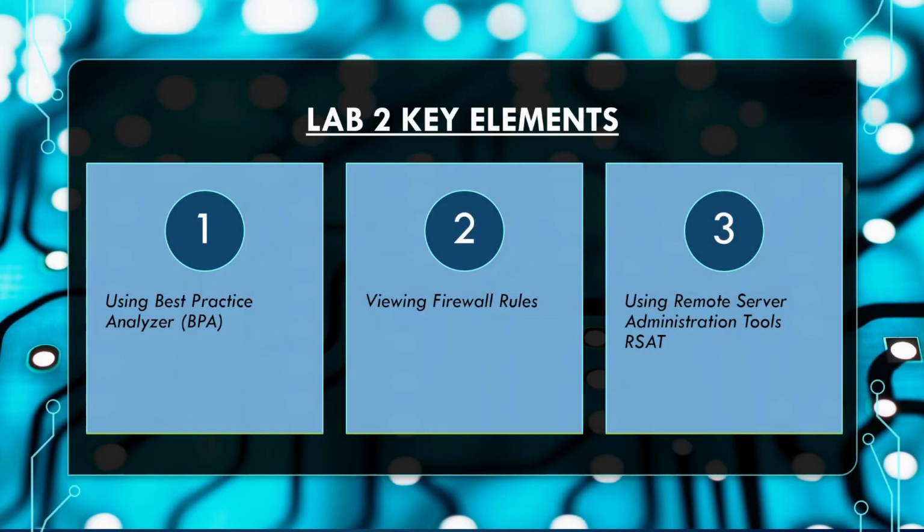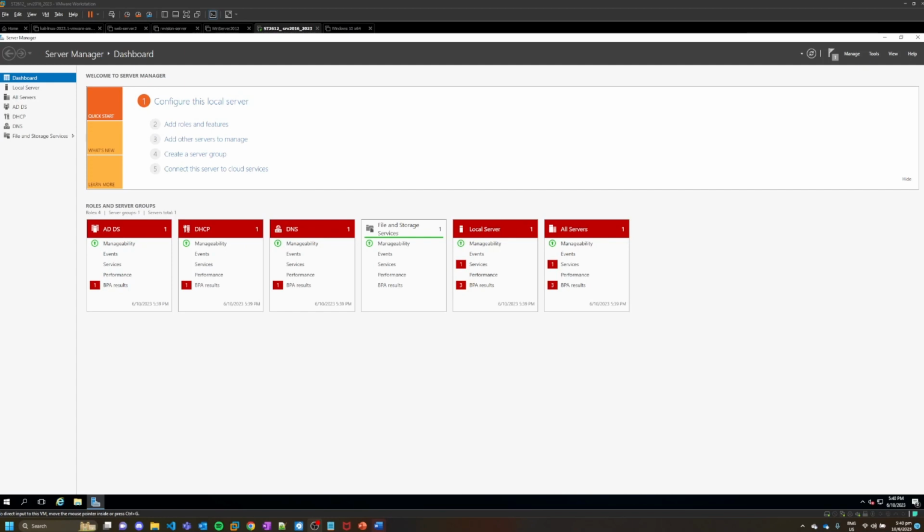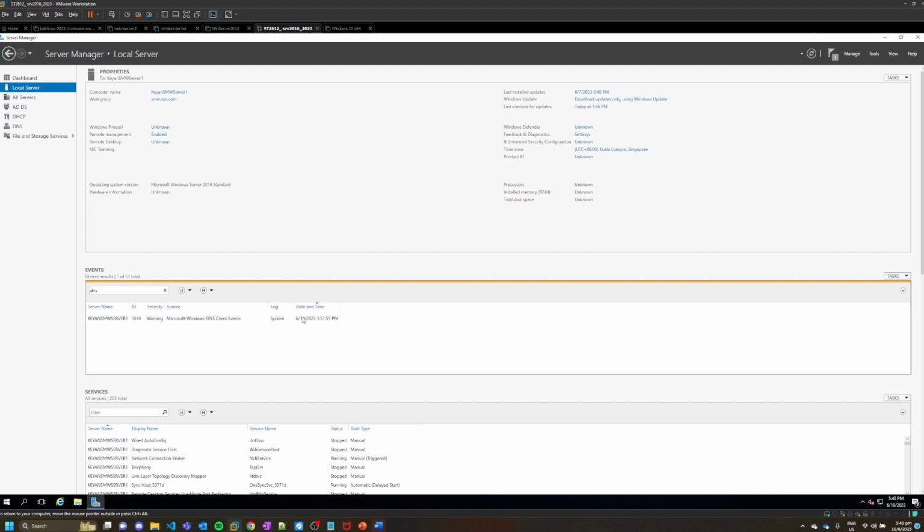Next, I'll be going over the key elements of Lab 2. Firstly, we will be using the Best Practice Analyzer. The Best Practice Analyzer is used to determine if one or more rules are installed and configured to follow the guidelines recommended by Microsoft.